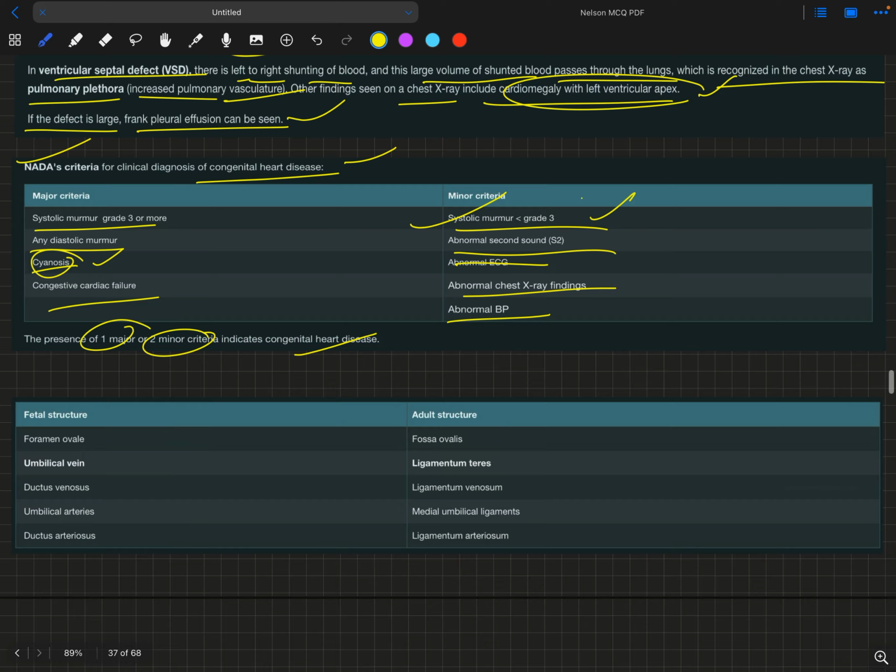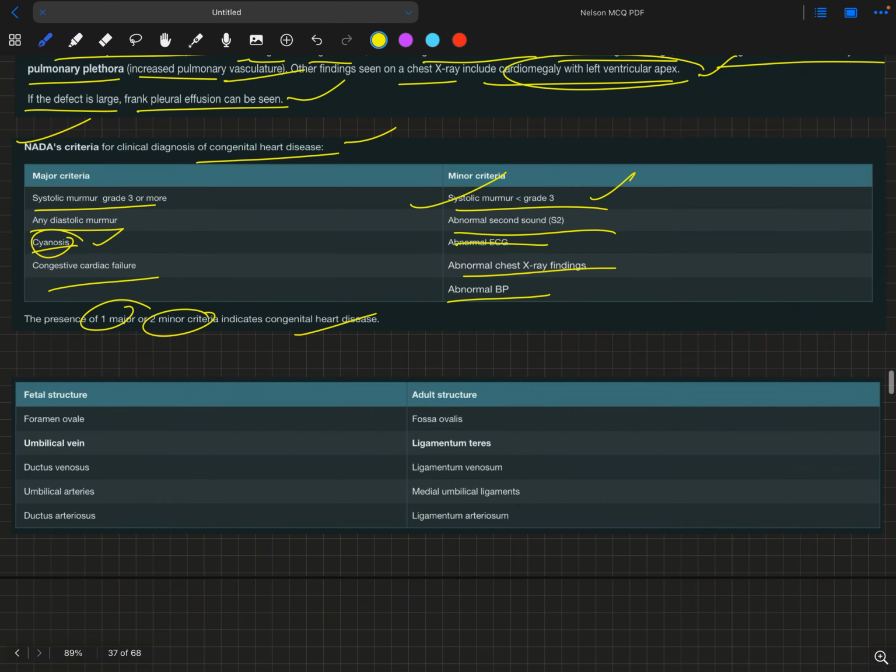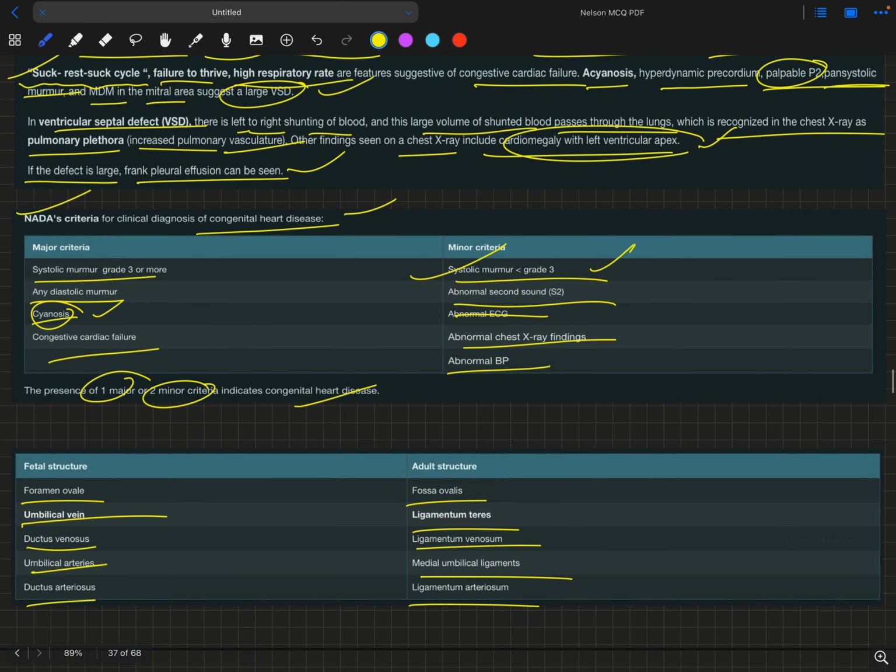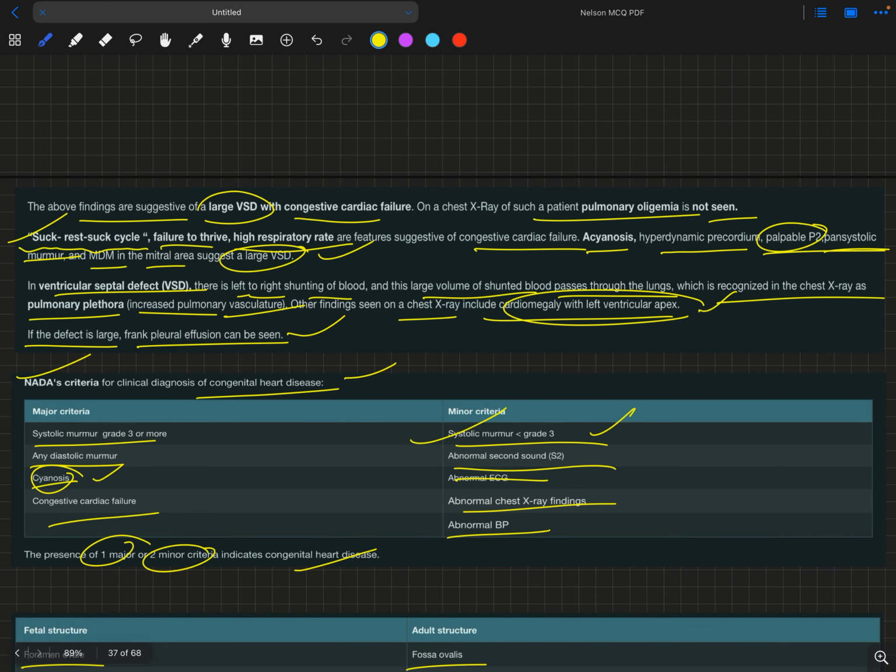One major, two minor. Now the fetal structures and their remnants: foramen ovale develops into fossa ovalis, umbilical vein into ligamentum teres, ductus venosus into ligamentum venosum, umbilical arteries into medial umbilical ligament, ductus arteriosus into ligamentum arteriosum. So this is all about CVS. Now it is complete.